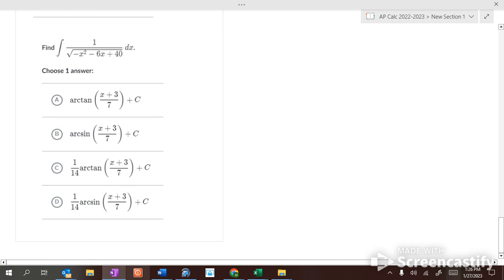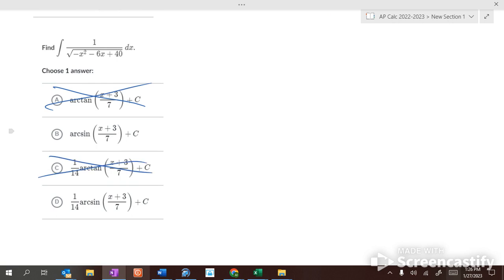This one's in a square root, so it's probably going to be sine. So we get rid of these two. So how do we do this? Completing the square when we have negative x squared minus 6x plus 40. I want to explain it so you guys can get it easily enough. Let's take out a negative 1 right at the start. x squared plus 6x plus blank minus 40 minus blank.